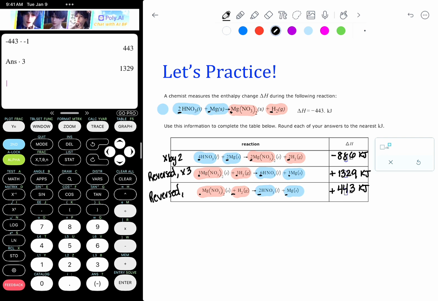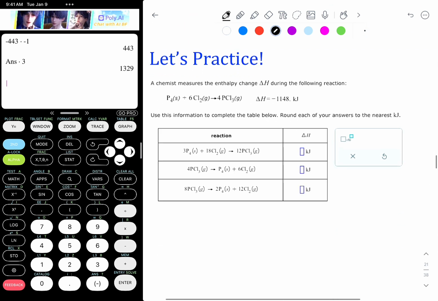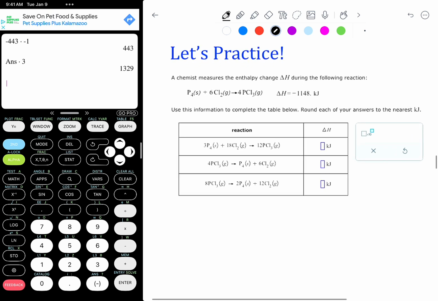Okay, let's do another one. Try this one independently. It's a similar problem, just a new reaction. So pause your video and determine what's being done to each of these reactions as it relates to the reaction at the beginning of the problem, and determine how delta H is going to change and what that delta H value is, just like we did in our last problem. So pause your video and go ahead and do that.